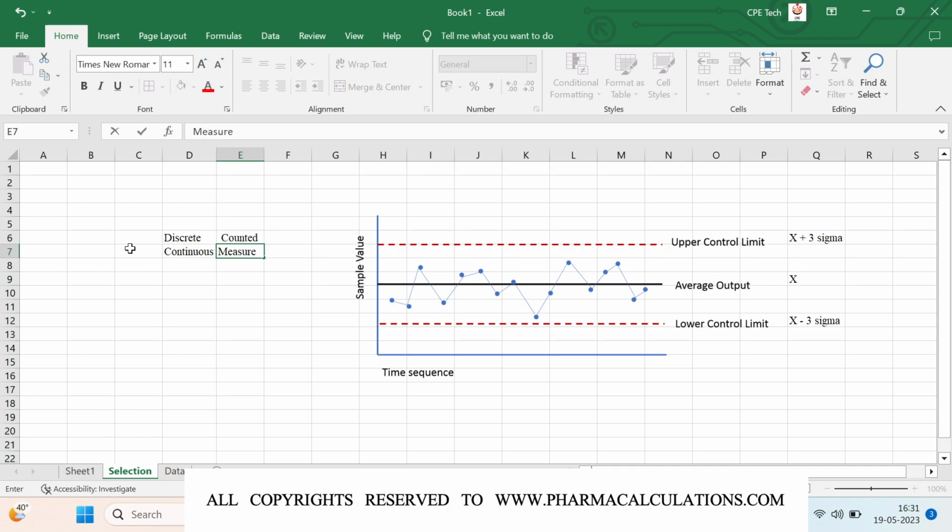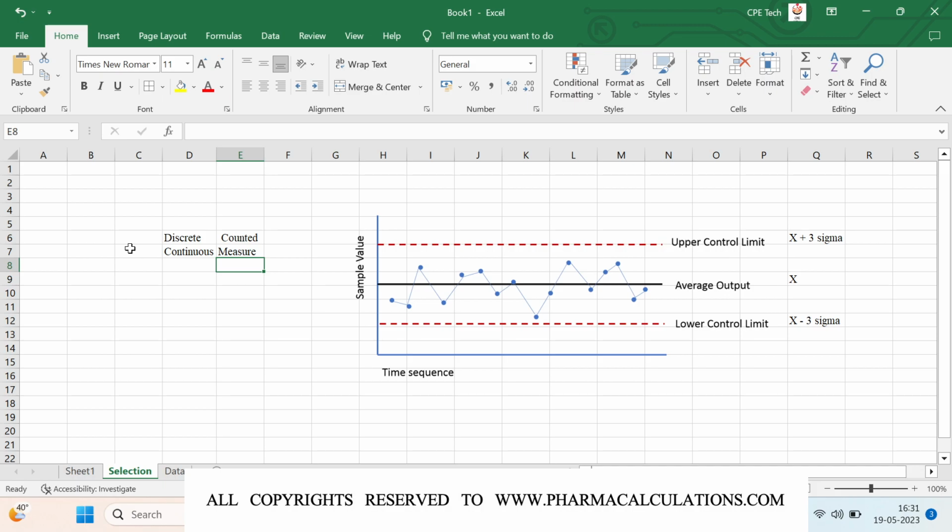So for continuous data, you will be having certain units. Let's say you have executed a batch and the output of that batch is 100 kgs, like the yield is 100 kgs. From that we can say the data that you have collected is being measured. That means you are going to measure the output in kgs. So it's a continuous data.